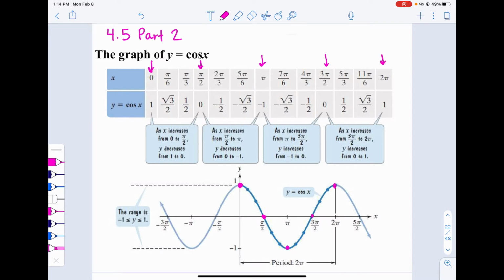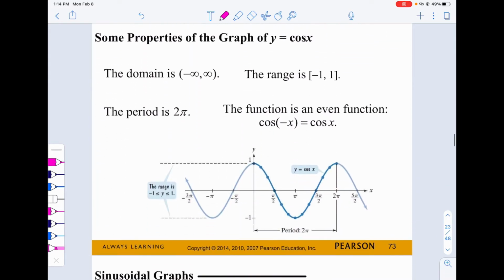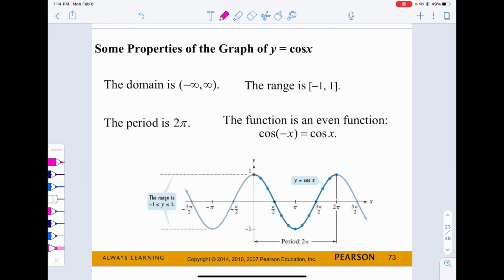So what happens with our cosine function: we start at 1, go down to negative 1, and then end at positive 1, crossing over the x-axis 2 times. So we still have our 5 key points. We have 2 x-intercepts, and then we have 3 points that are falling at the maximum and minimum values. So some properties of our graph of y equals cosine of x.